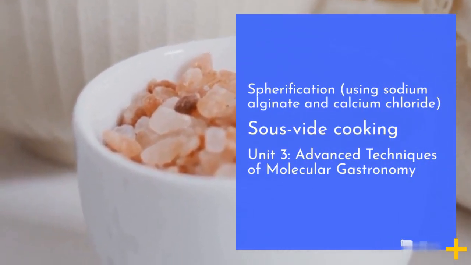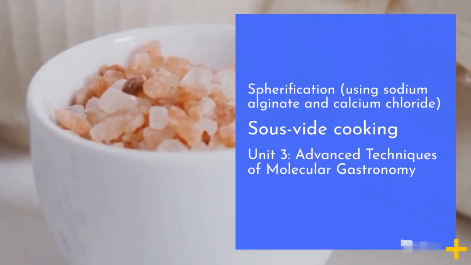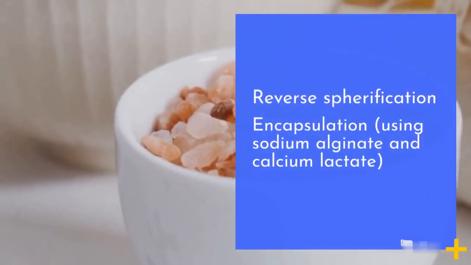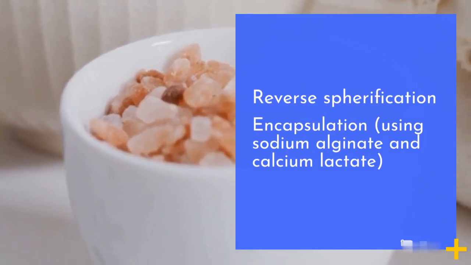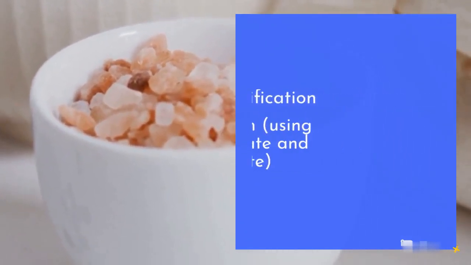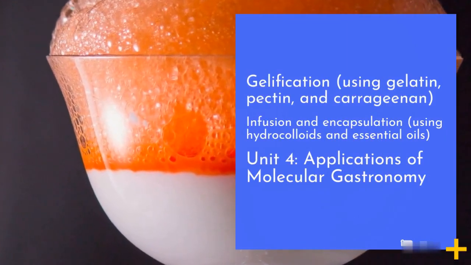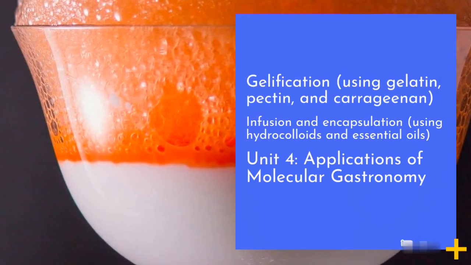Unit 3, Advanced techniques of molecular gastronomy. Reverse spherification. Encapsulation, using sodium alginate and calcium lactate. Gelification, using gelatin, pectin, and carrageenan. Infusion and encapsulation, using hydrocolloids and essential oils.